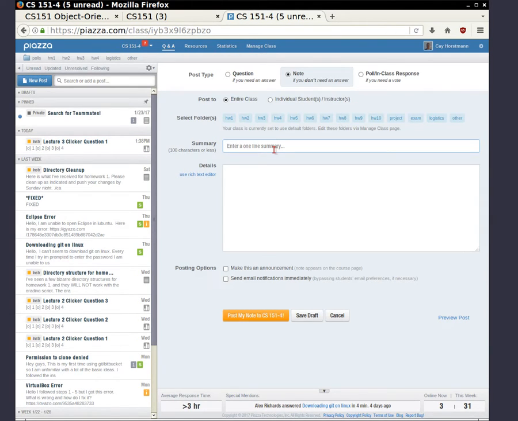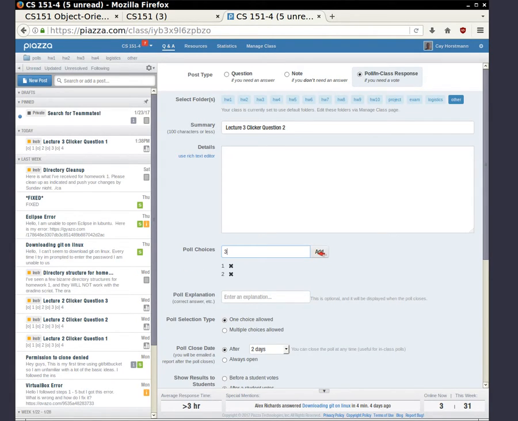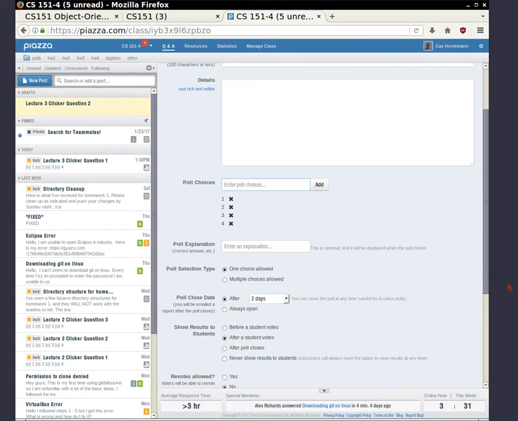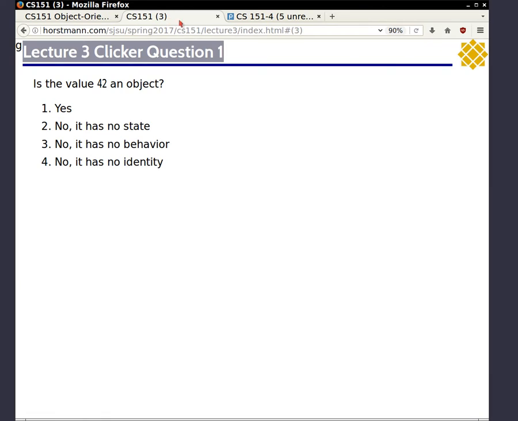Are you asking if it's an object in the context of Java or in the context of object-oriented design? Independent of the programming language. Right, the chapter doesn't say anything about Java. It just talks about what objects are. You need to look at the slides for the questions. The slide is whether the value 42 is an object.